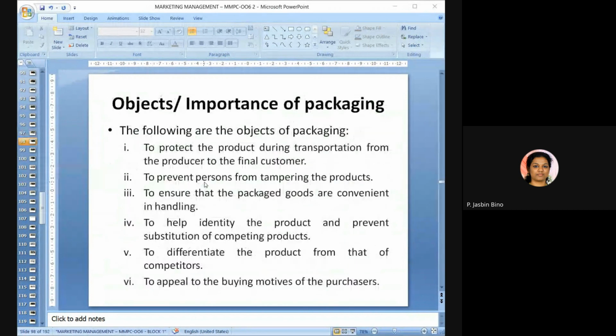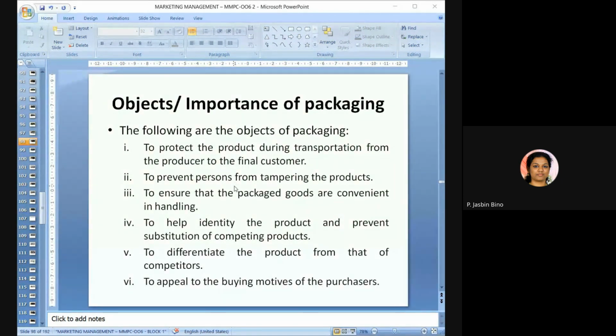Now the objectives or importance of packaging. The main purposes are to protect the product during transportation from the producer to the final consumer, to prevent persons from tampering with the product, to ensure that the product is convenient to handle, to help identify the product and prevent substitution of competing products, to differentiate the product from competitor products, and to appeal to the buying motives of the purchasers. These are the importance or objectives of packaging.